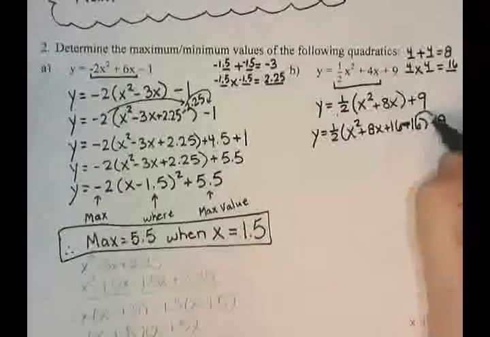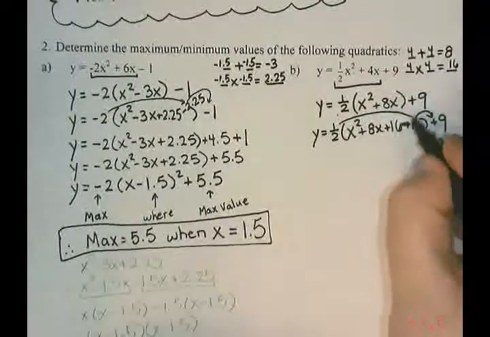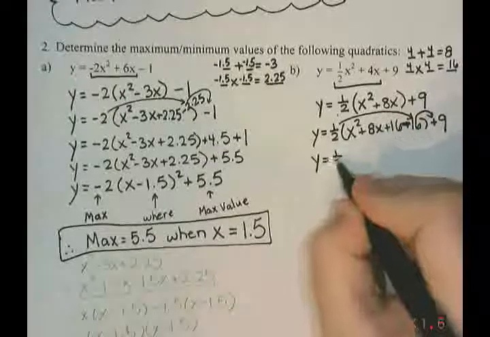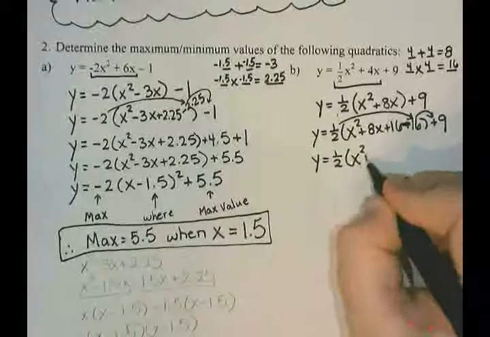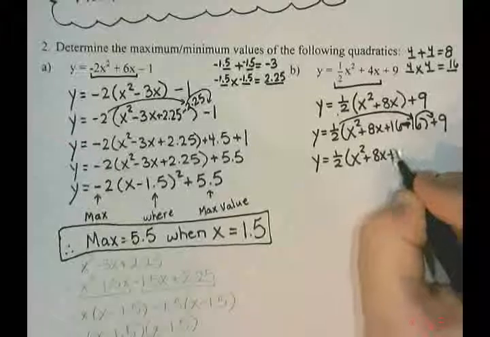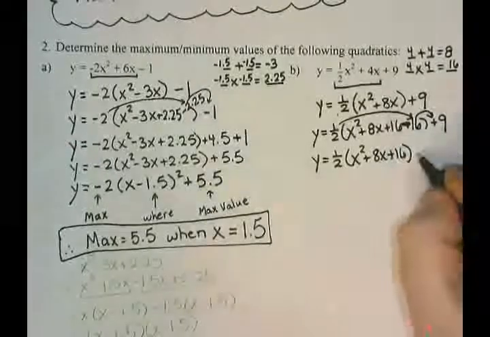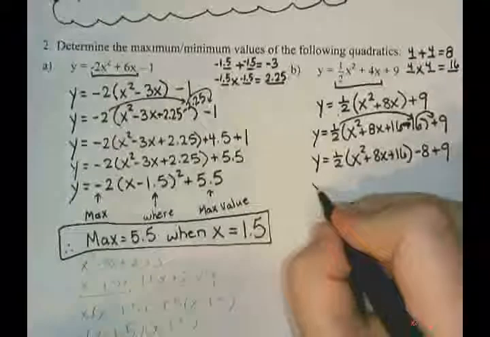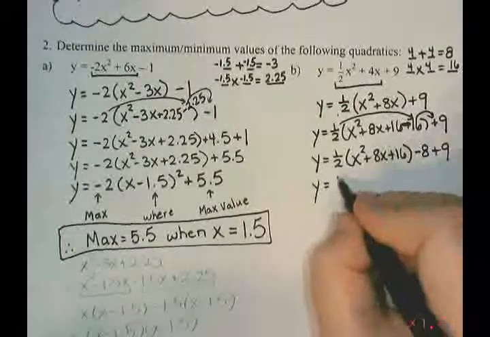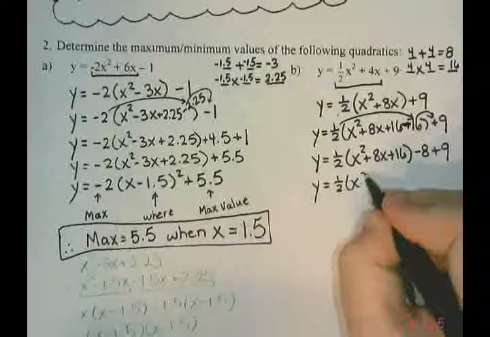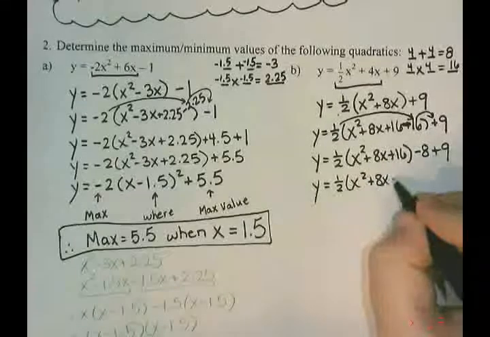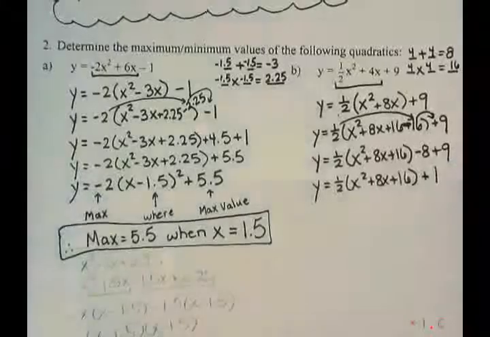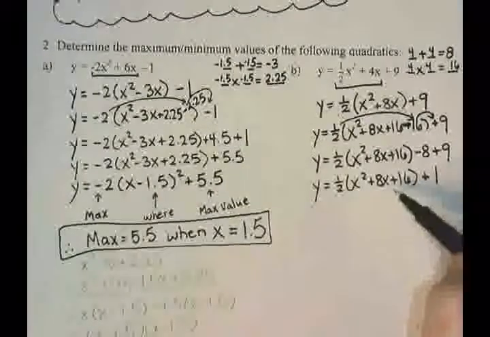I don't want the negative. We're going to bounce that out of the bracket by multiplying it by 1/2. So I have 1/2 x squared plus 8x plus 16. 1/2 times 16 is 8, so I get negative 8 there, plus 9. So 1/2 x squared plus 8x plus 16. Negative 8 plus 9, positive 1. And then all I have left to do is to factor the bracket.